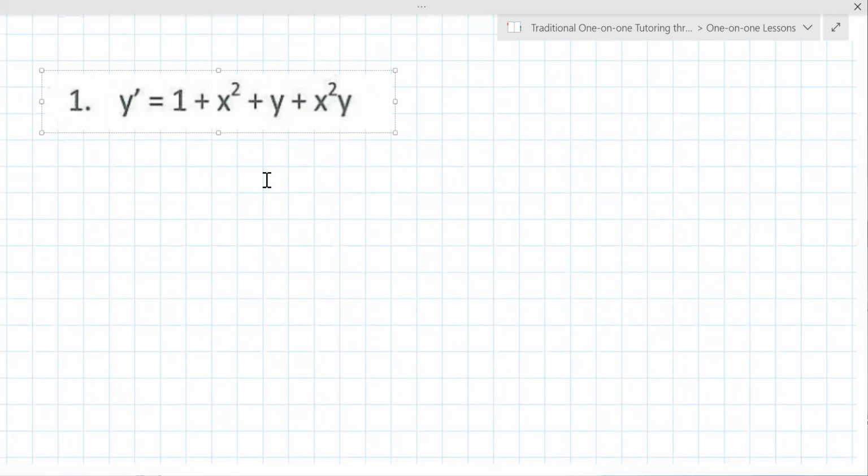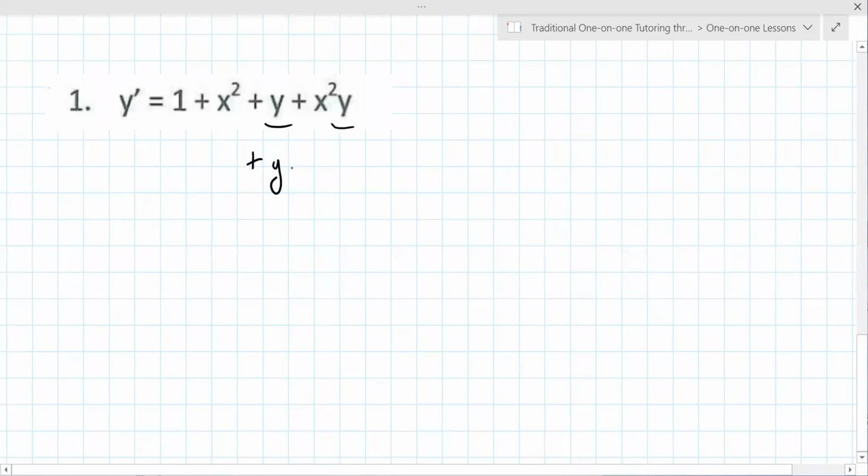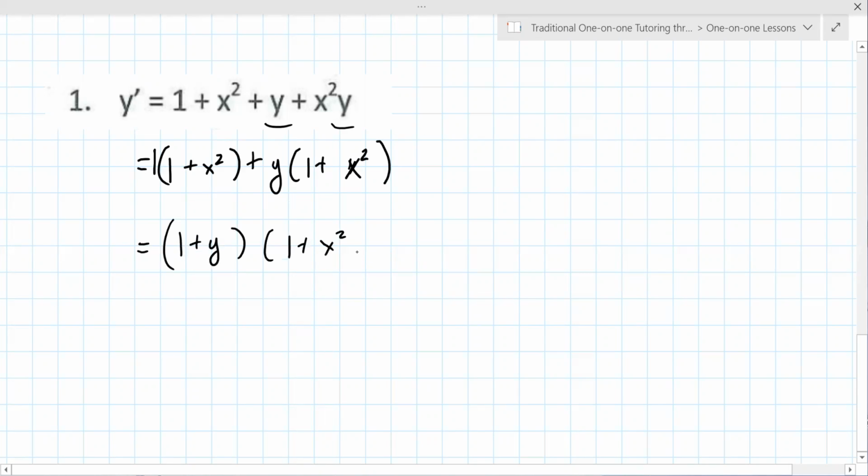So this one, there's a couple of things I'm noticing. Well, maybe it's a factoring problem, but maybe it's not. But then I noticed these two have a y. So if you factor out a y from both of them, you get 1 plus x squared. And you have a 1 plus x squared here. It reminds me of factor by grouping, because you can actually factor out 1 plus x squared from both of these, because there's really a 1 there. So it becomes 1 plus y times 1 plus x squared.